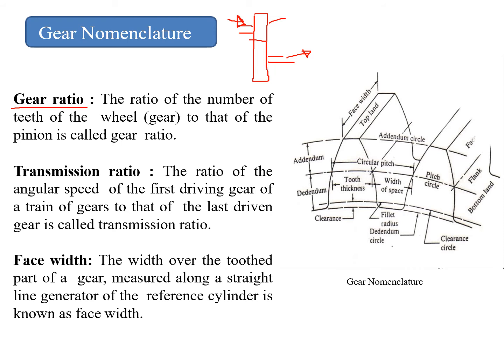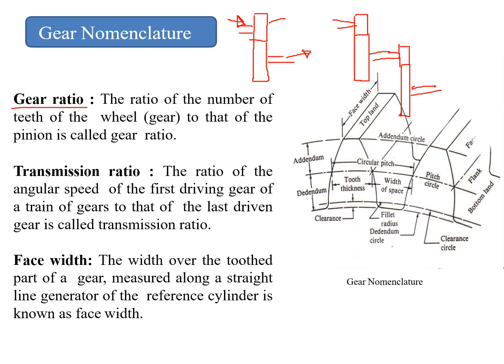Now you can imagine for a single stage, gear ratio and transmission ratio are the same, but when we go for two stages, suppose this is the condition: this is the input shaft, here is the pinion, here is the gear which is in mesh with it, and further the output of the gear is given to another pinion, which is connected with another gear, and this is the actual output.